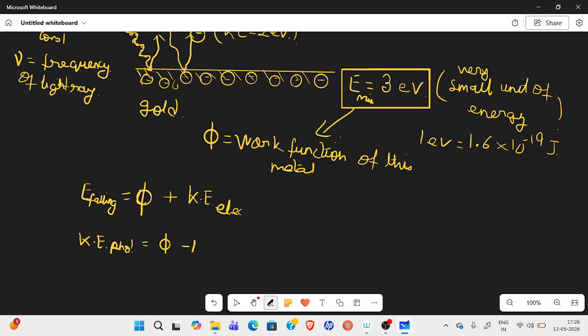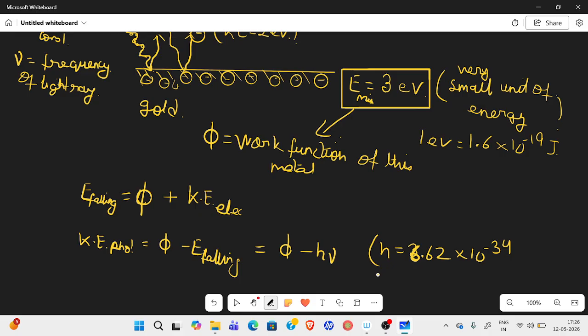So from here we get the equation: kinetic energy of the photoelectrons will be equal to the energy falling minus phi. And what is the energy of the photon? I have already told you that it is equal to h nu. So the kinetic energy equals h nu minus phi, where the h value is 6.62 into 10 to the power minus 34. This is called the Planck constant. And what is the unit of this?